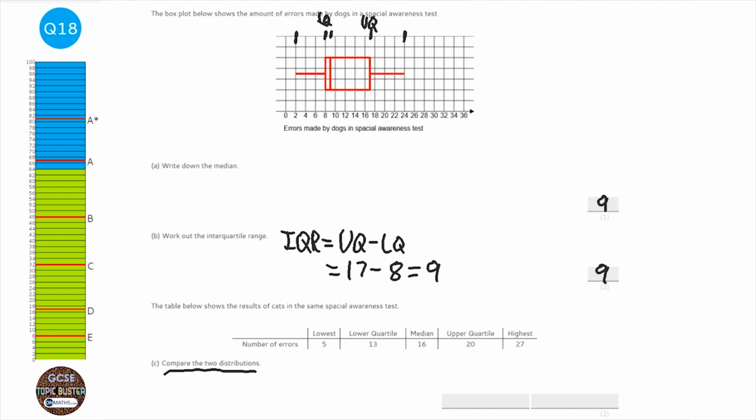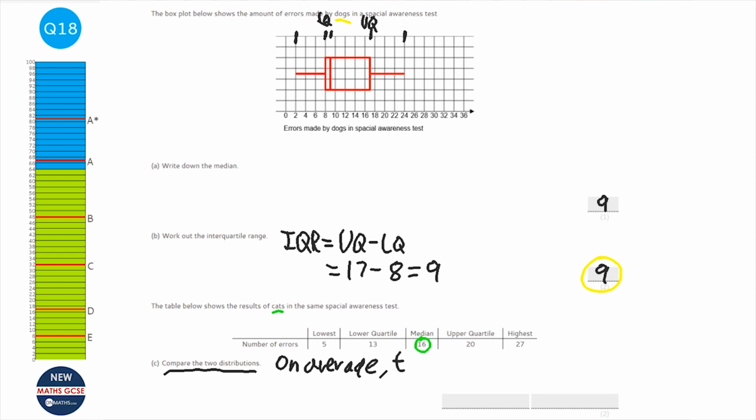Now since we've already worked out the interquartile range for the first one, I'm going to compare the interquartile ranges. So I'm going to first of all compare the medians, so let's have a look. On my one here, this is the dogs, is 9, and the cats is 16. So we write a statement such as, on average, and what are we saying? The cats scored higher, or made more errors.